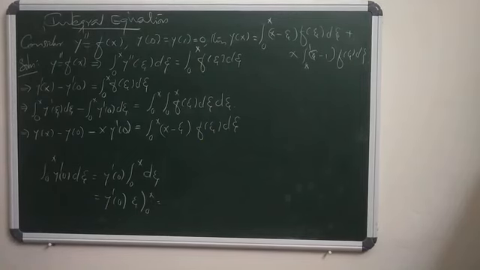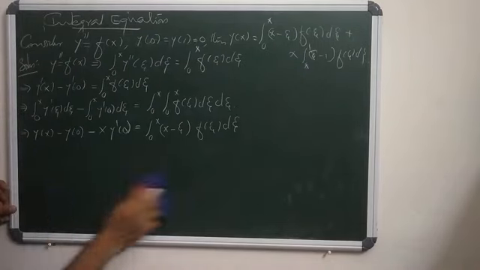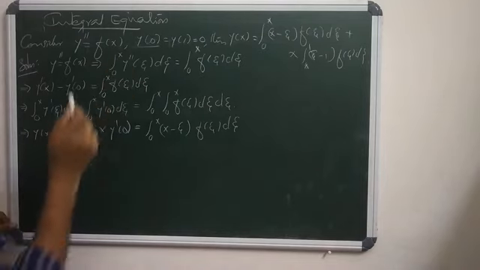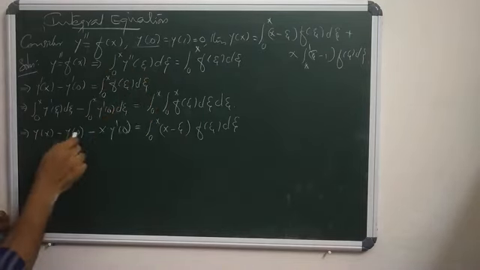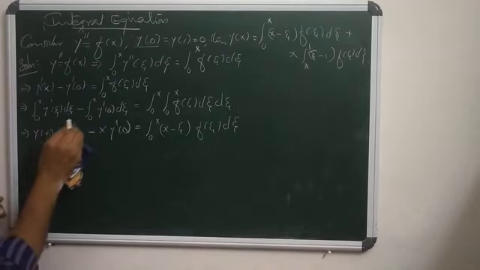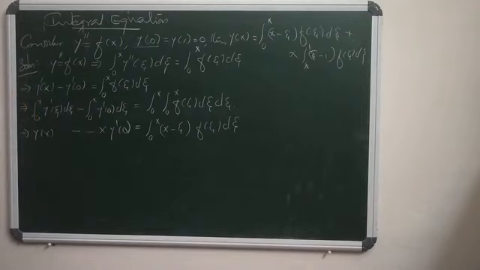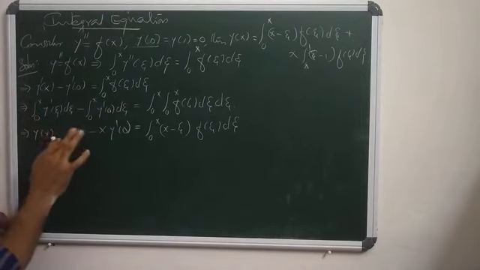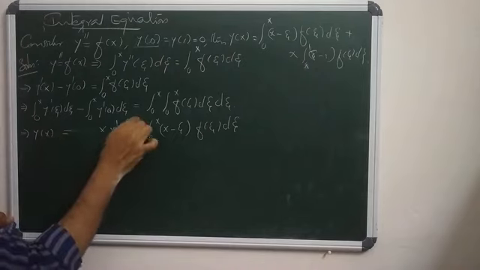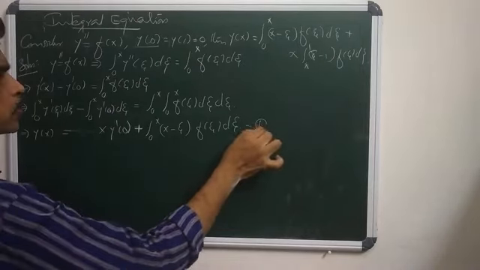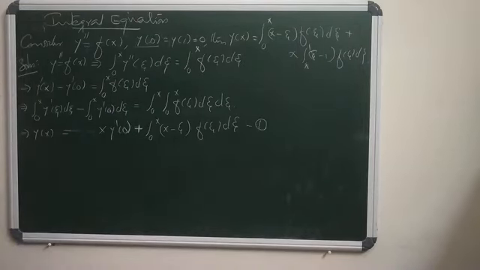That means y of x minus y naught minus x into y dash naught equals integral 0 to x (x minus theta) f of theta d theta. But by the condition, what is y naught? Y naught equals 0, so this term reduces to 0. So y of x equals x into y dash naught plus integral 0 to x (x minus theta) f of theta d theta. Mark it as equation 1.